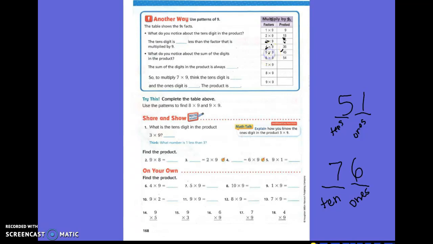Then you have 5 times 9, and the tens digit is 4. It's 1 less than 5, yes. And then you had 6 times 9, and it's 1 less than 6, which is 5, yes. So it is 1 less than the factor it's being multiplied by.